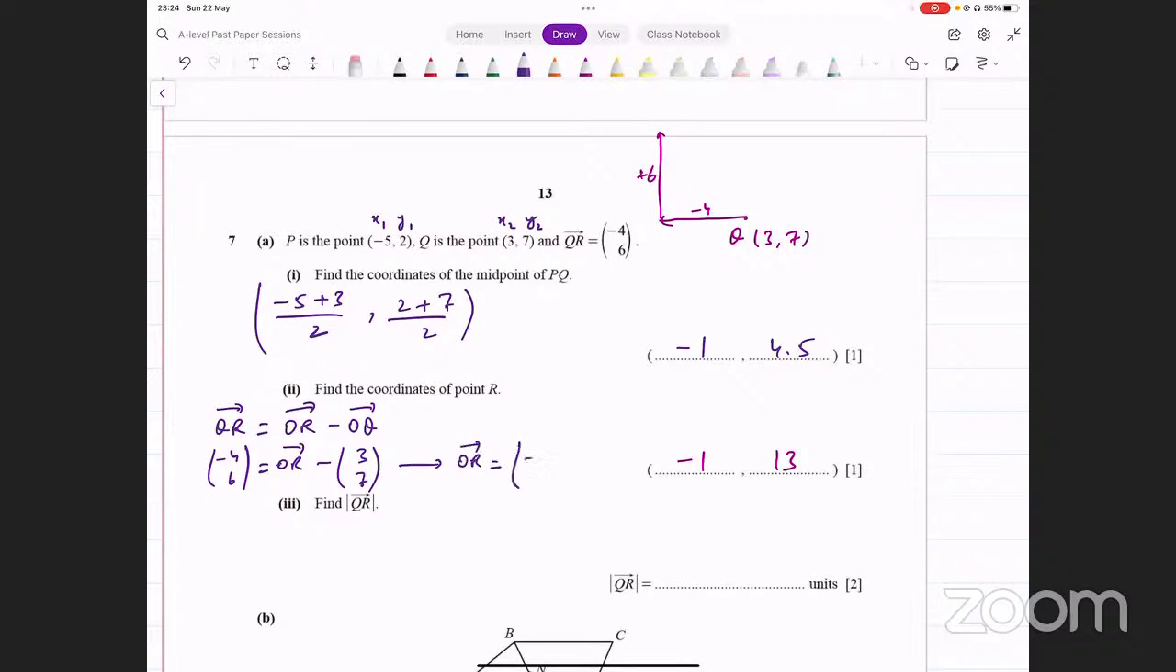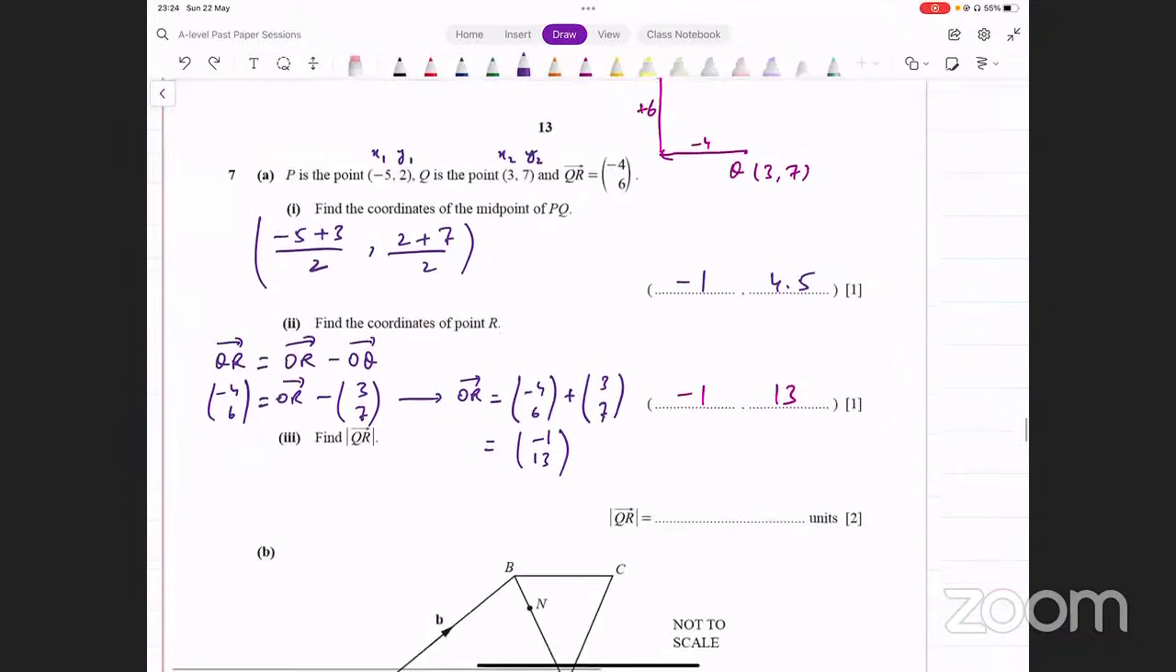OR would have been (-4, 6) plus (3, 7), and that gives you -4 plus 3, that's -1. 6 plus 7 is 13. इसको अगर आप वेक्टर फॉर्म में लिख दो, कोऑर्डिनेट्स वाली फॉर्म में लिख दो, तो वो बन जाता है (-1, 13). So you can do it either way.